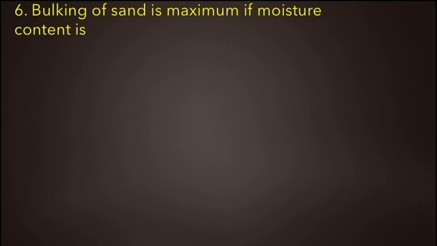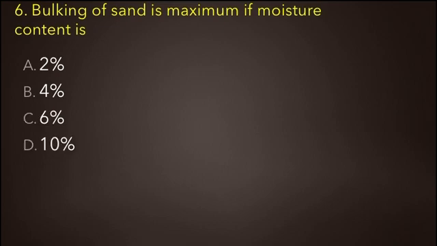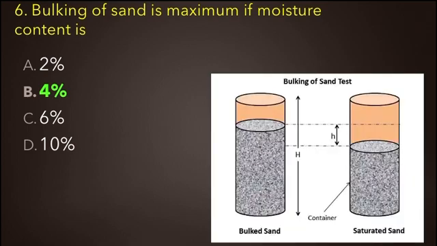Bulking of sand is maximum if moisture content is: A. 2%, B. 4%, C. 6%, D. 10%. And the right option is B, 4%. Bulking of sand is the phenomenon of increase in sand volume due to increase in moisture content. It is very important to know because in concrete design mix, we weigh the materials.